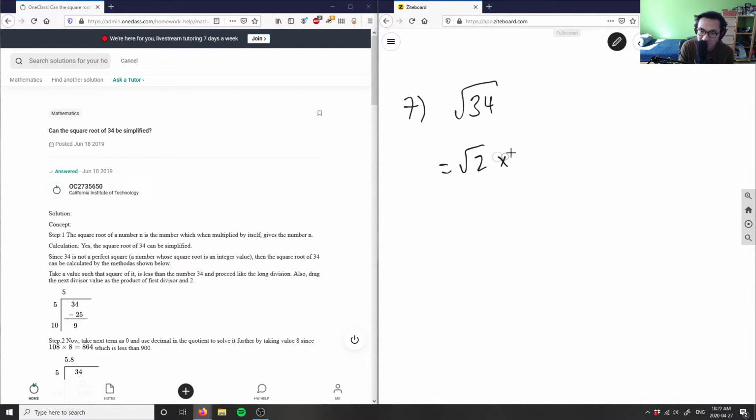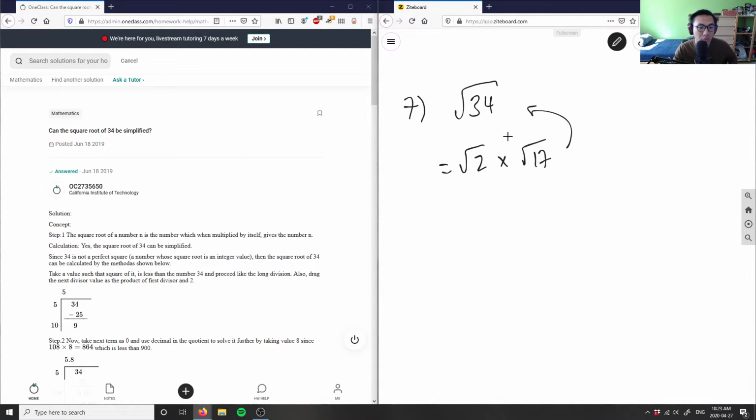We get root of 2 times 34 divided by 2, which gives us root 17 here. And 17 is a prime number. So in this case, we can't simplify this anymore. Therefore, the most simplified form, if you think about it in terms of radicals, is actually root 34. So when we say can the square root of 34 be simplified, technically no, because we leave it as root 34 since we can't break it down into more radicals.